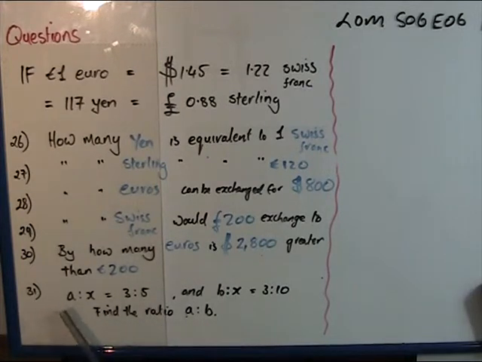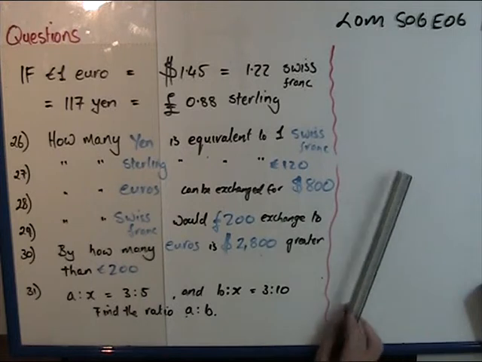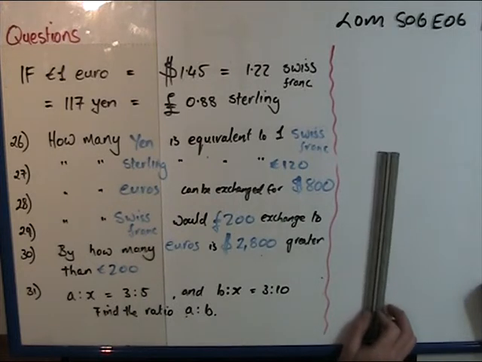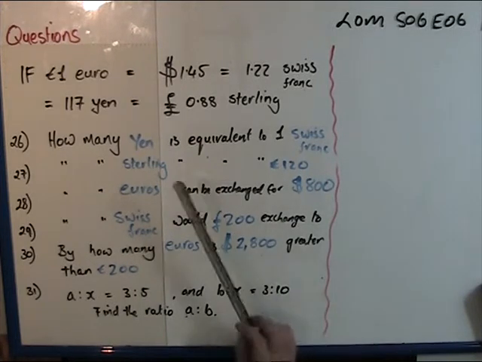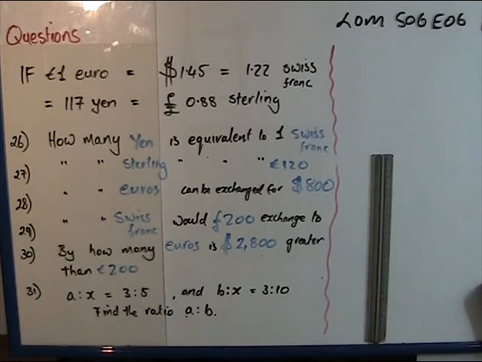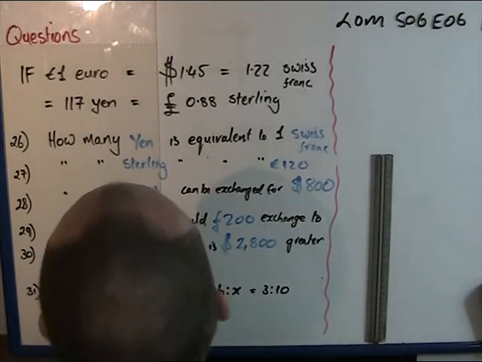Now here's a ratio. A to x is equal to 3 to 5, b to x is equal to 3 to 10. Find the ratio a to b. That should be interesting. So I'll leave them with you. I don't see any problems here. This is just sitting down and doing the questions using your book for examples. Okay, thank you.